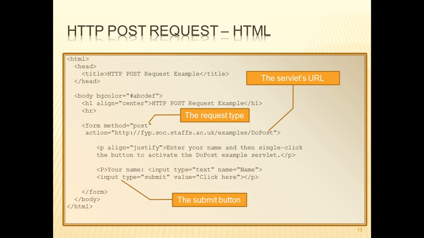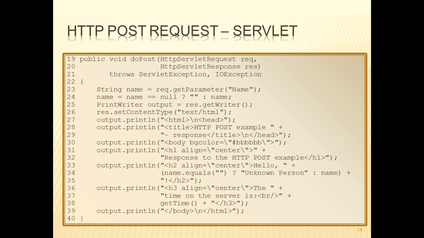Again, the web server will determine what kind of request has come in. It will then gather all the information, including all that parameter data, whatever the user typed, and will bundle it up into the request and response objects that are then sent as parameters. In this case, to the doPost method, because it's a post request.